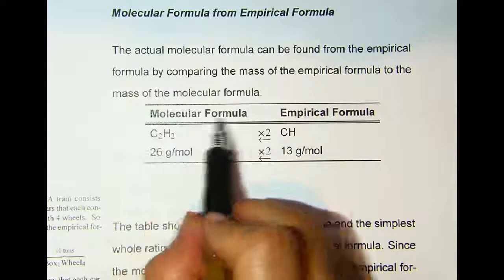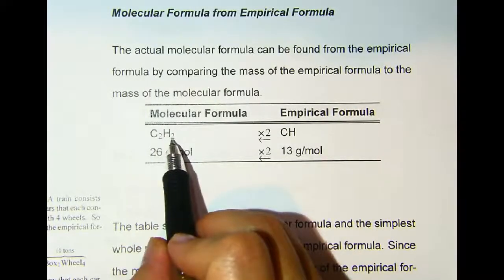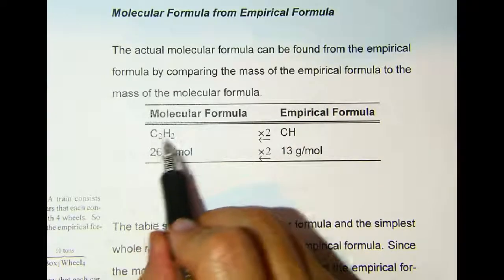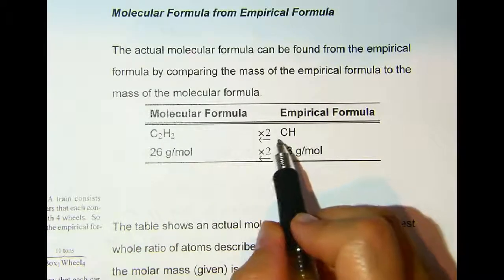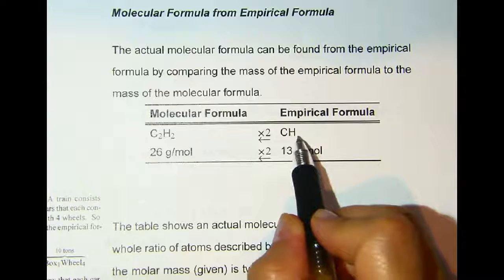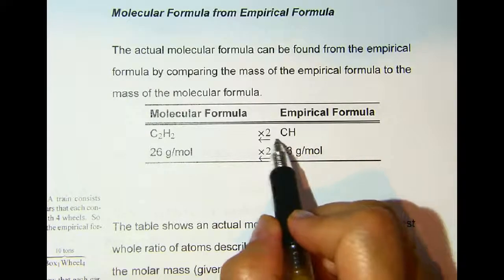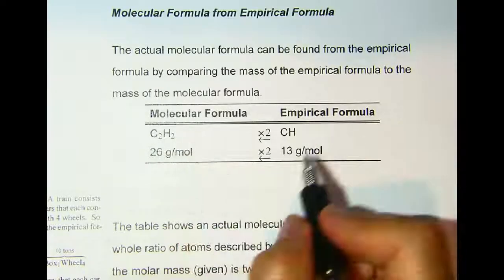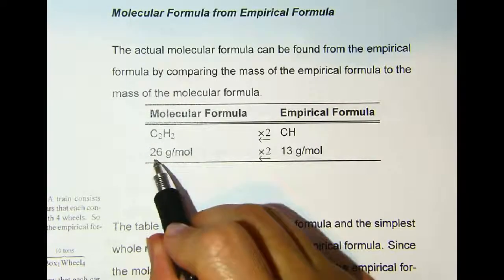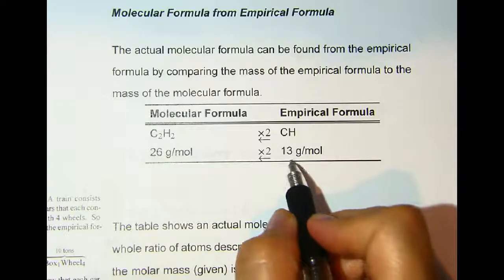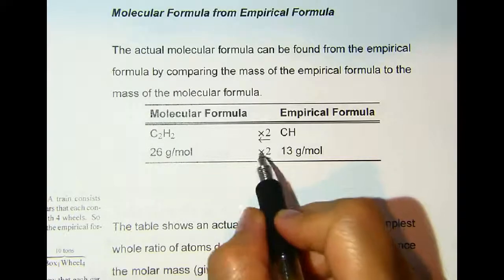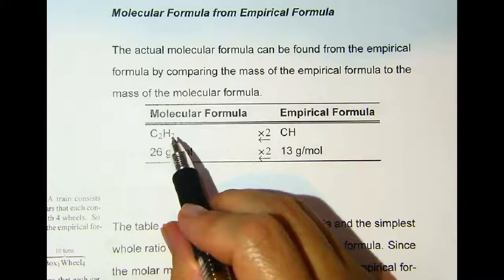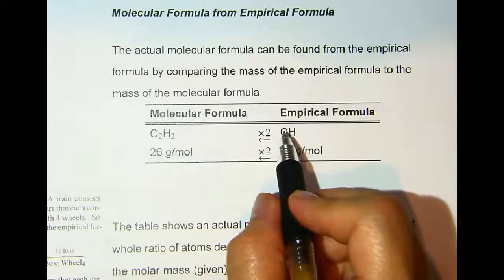So here is the molecular formula C2H2, in which the simplest ratio between 2 to 2 is 1 to 1, which means this must be the empirical formula. Notice that if I multiply this by 2, that gets me to my molecular formula. Also notice that this mass is twice as much as this mass, and so that's how I know that my molecular formula is double what my empirical formula is.